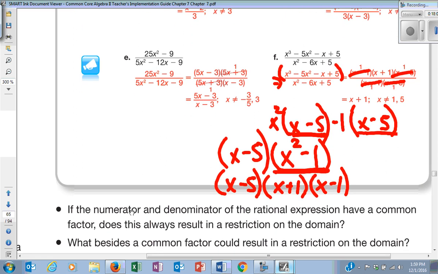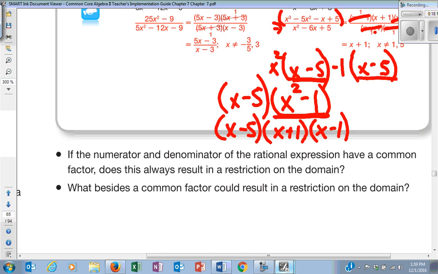And then you've got to make sure you list everything. So what was in the denominator? It couldn't be 1 or 5. That's just listing those restrictions.